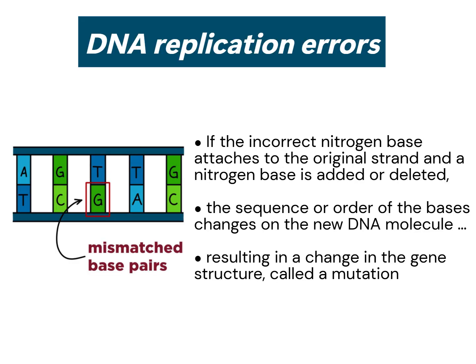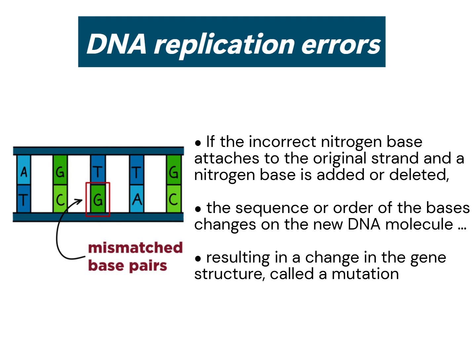Now, DNA replication can also have errors when the incorrect nitrogenous base attaches to the original strand, or a nitrogenous base is added or deleted. The sequence of the order of the bases changes on the new DNA molecule. This further results in changes known as mutation.